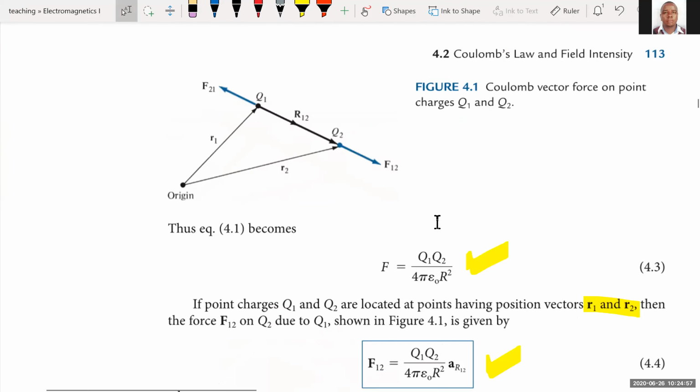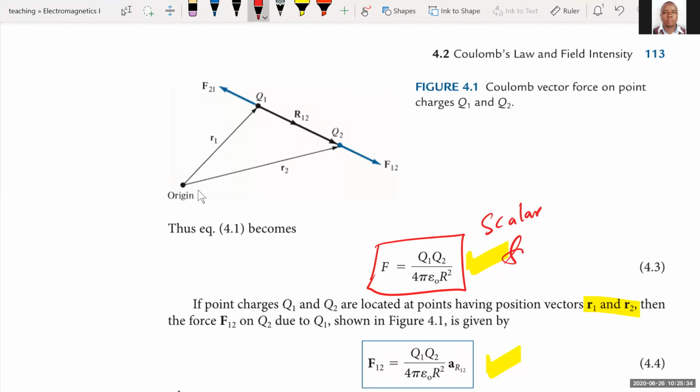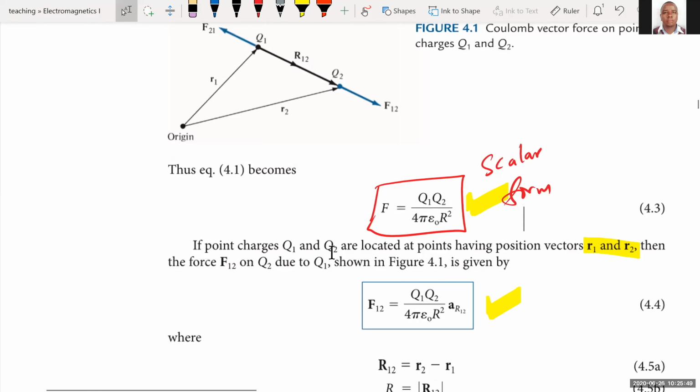So there's a figure here, figure 4.1, that now assists us to convert Coulomb's law from the scalar form to the vector form, and is just a Coulomb vector force. Now we are able to get a Coulomb vector force on point charges Q1 and Q2 at a point, probably at the origin. So how would we do that? First, we have already said how we define Coulomb's law. This is in scalar form. But as we have delved much with vectors in our previous sessions, we have no option but to discuss force, which is a vector, in vector form.